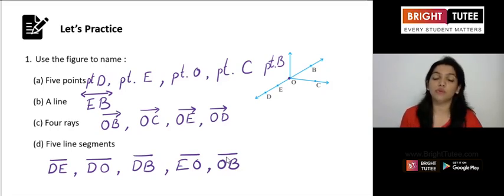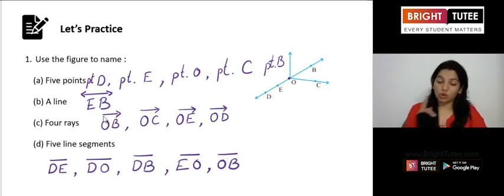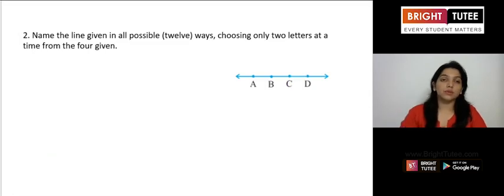Now you must be thinking that OB can be a ray. OB was also written as a ray. The difference is that on top of OB in rays, I have drawn a small arrow. However, in a line segment, I haven't drawn this arrow. I have just put this bar to show that I'm talking about the line in between O and B, only these 2 points. The distance between these 2 points, that particular length. So it is a line segment. I hope it's clear. Moving ahead to the next question.